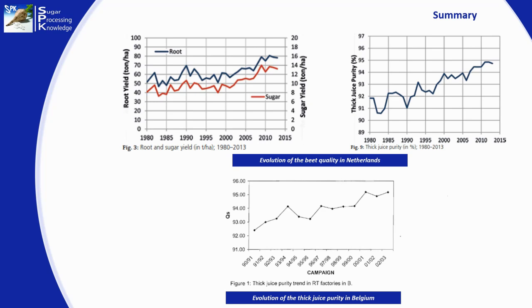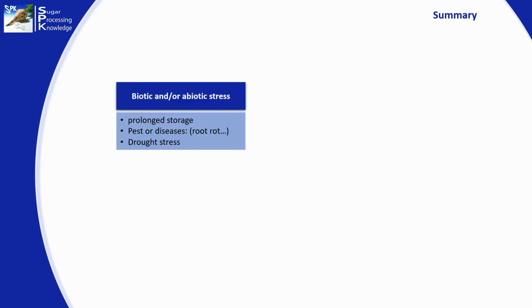Finally, how can the beet technological quality be monitored and evaluated in a practical way? It should be noted that when beets are subjected to biotic and abiotic stresses, such as prolonged storage, pest attack, or diseases, such as root rot, defoliation, or drought stress, the beet defense mechanisms will automatically be activated, and the result will be an increase in reducing sugars content.